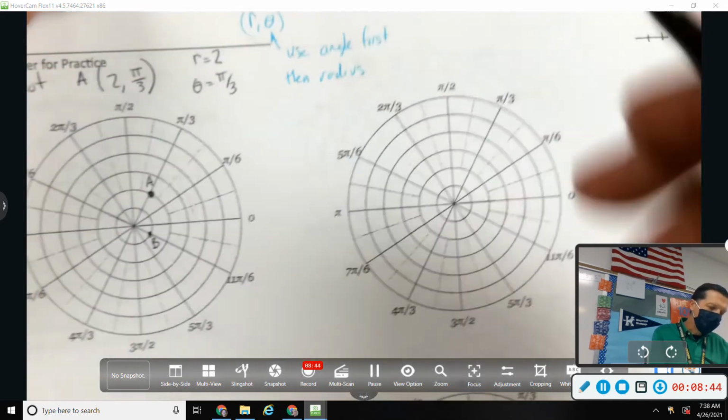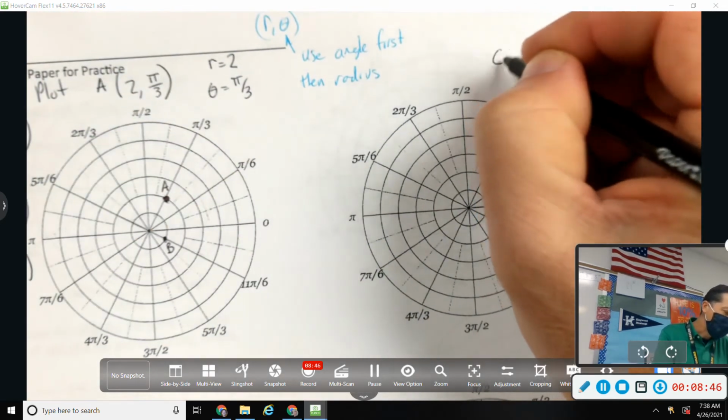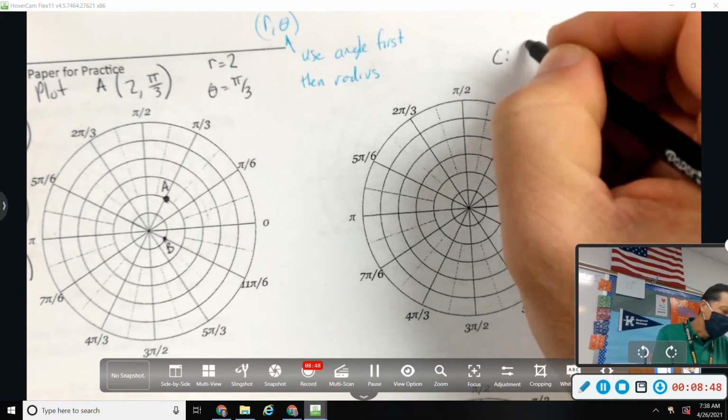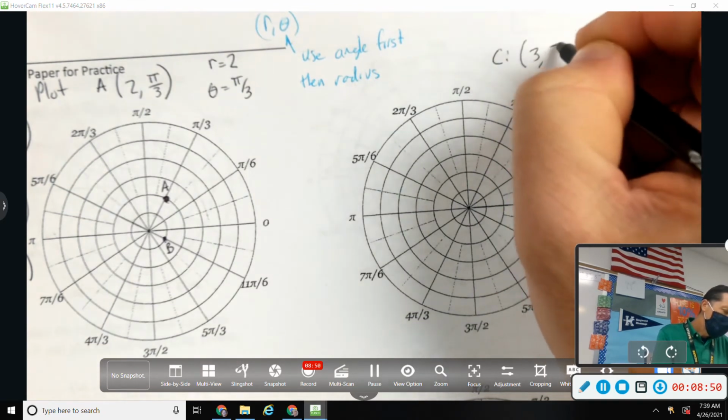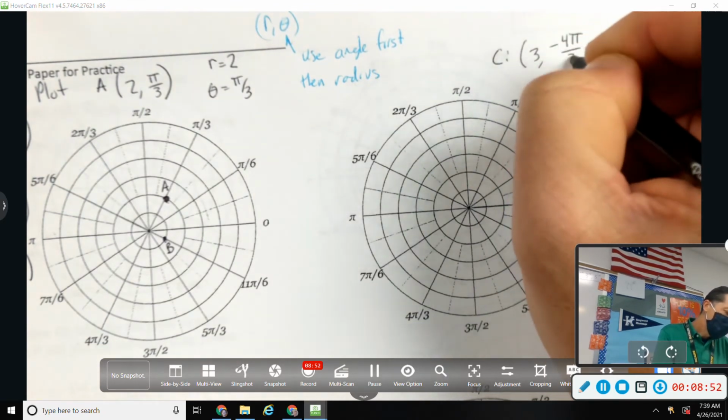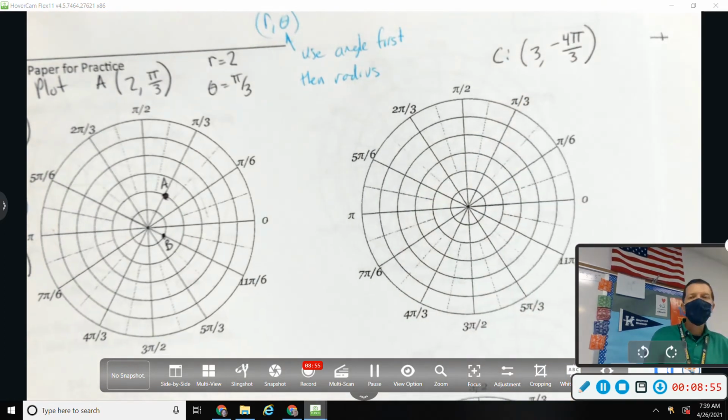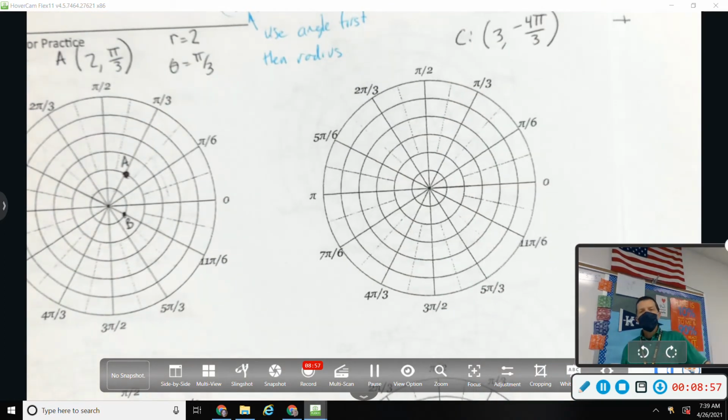Let's see, we got plenty of room. Let's switch to the next graph, just so we don't get confused. (3, -4 pi over 3). So this time the negative's on the angle. What does that mean in terms of rotation? Some hand motions. It means go backwards.